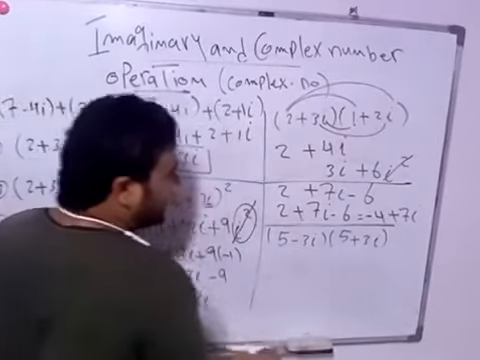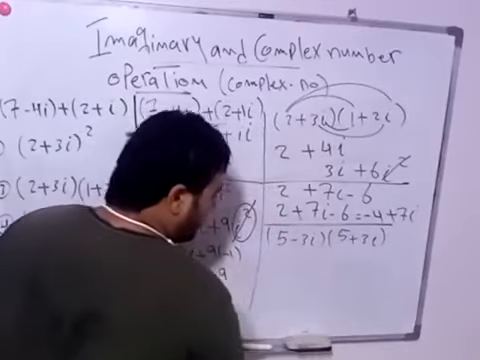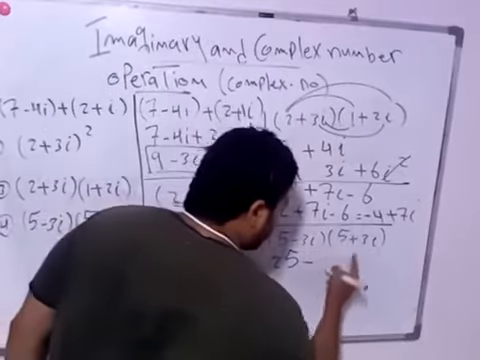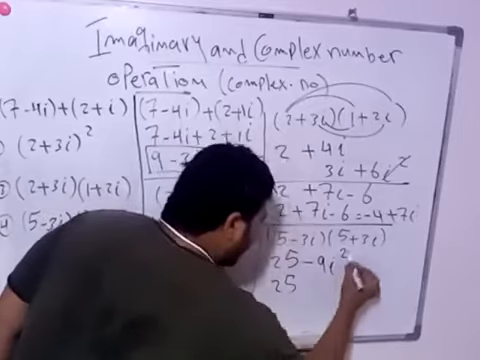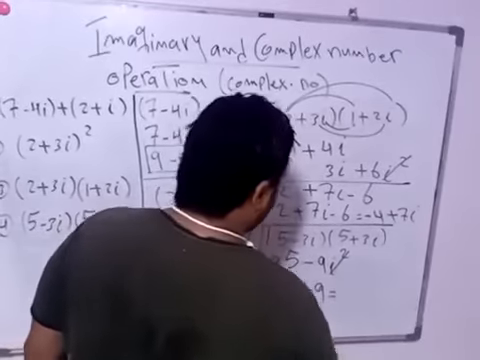So how can I solve it? First times first, 5 times 5 equals 25, minus second times second, 9i power 2. So 25, cancel i power 2, plus 9 equals 34.